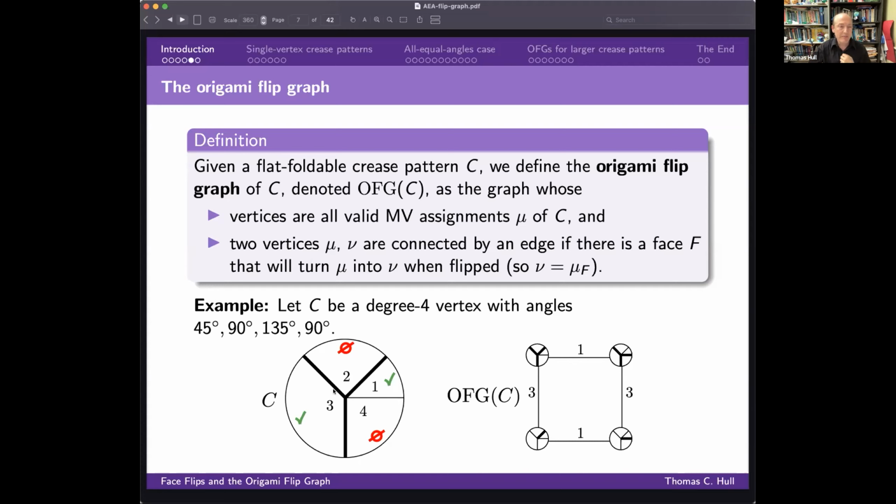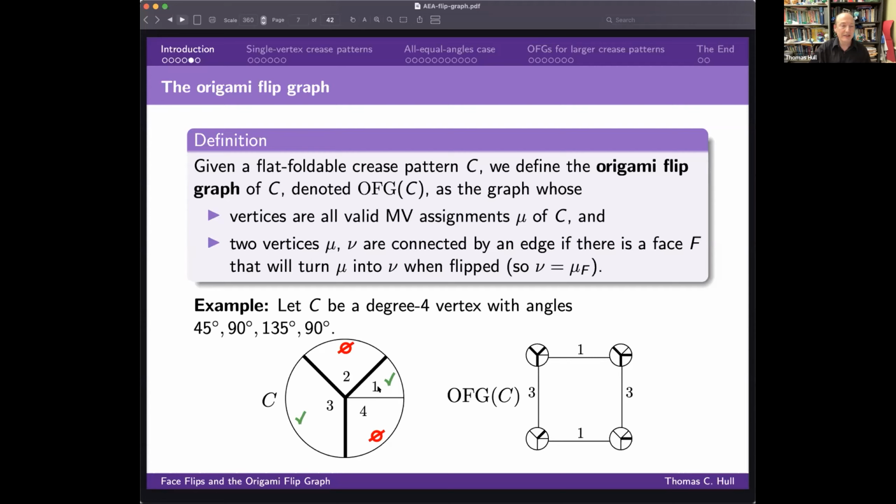Okay, so here's an example. We'll just take this degree 4 vertex with 45, 90, 135, and 90 degree angles. And we already saw that only 2 of the faces are flippable when we do this, face 1 and face 3. So we can take this mountain valley assignment, and I drew that as a vertex over here in the origami flip graph, that same. So here I'm decorating the vertices with the mountain valley assignment so that you can see which vertex corresponds to which mountain valley assignment. But this is really just a vertex. And then I can flip face 1, and that gives me this new mountain valley assignment where I've just changed the mountains and valleys about the 45 degree angle.